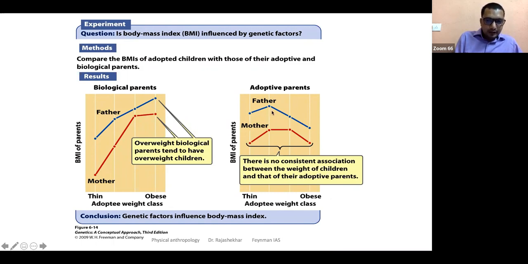There is no clear or consistent association with the thin to obese. It more or less looks the same. Although you can draw an average line, it will look like a horizontal line like this, because there is no clear indication. Here you see a clear indication of increase in correlation with increase in obesity, but that you don't see with the adoptive parents. So there is no consistent association between the weight of children and that of their adoptive parents.